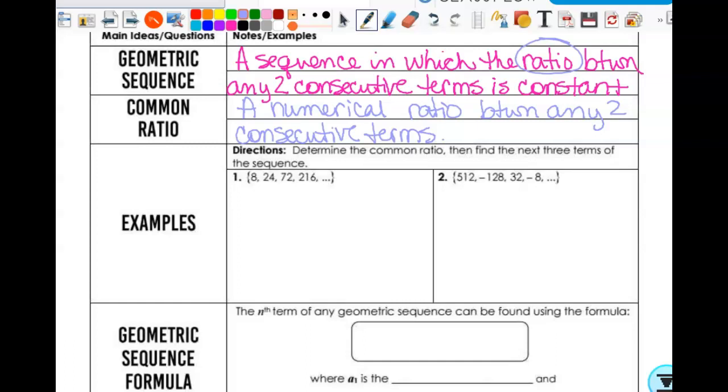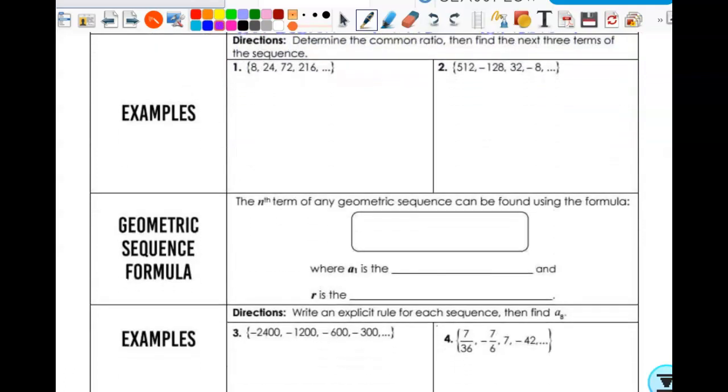All right. And then here our variable is equal to R. So you have D for the common difference, R for the common ratio. This next part says to determine the common ratio, then find the next three terms. We don't need to find the next three terms because, again, that's totally something that you can do. That's not really the purpose of what we're doing. But the common ratio, you can clearly tell.